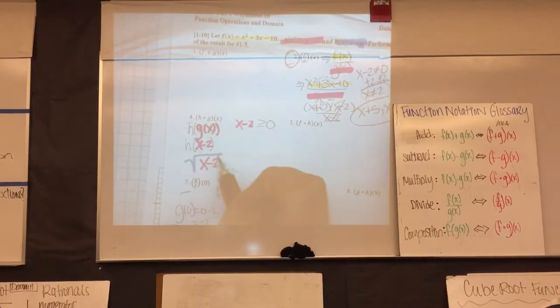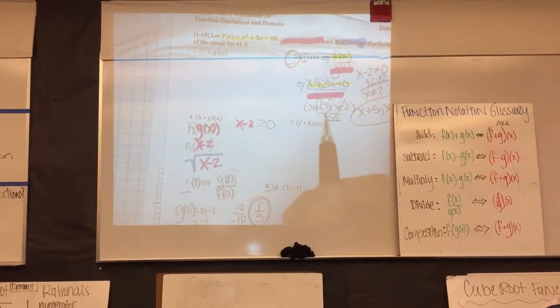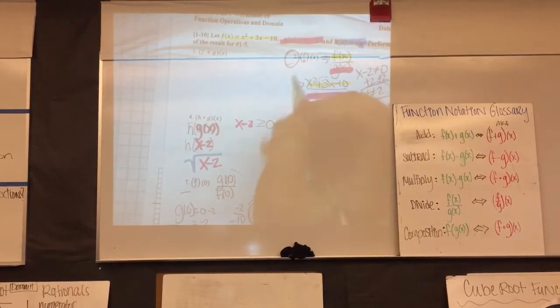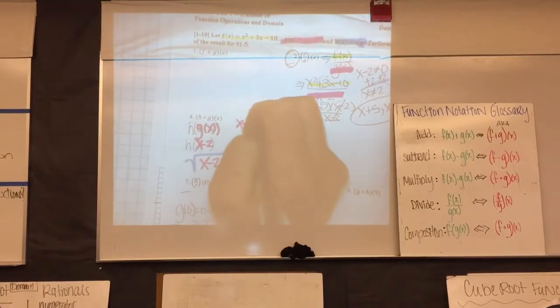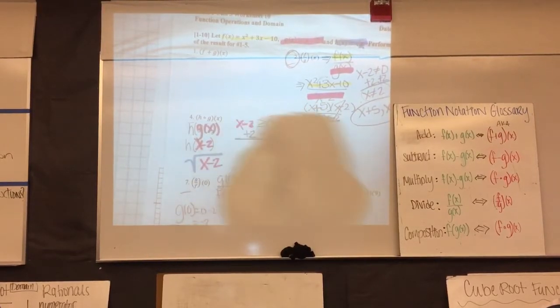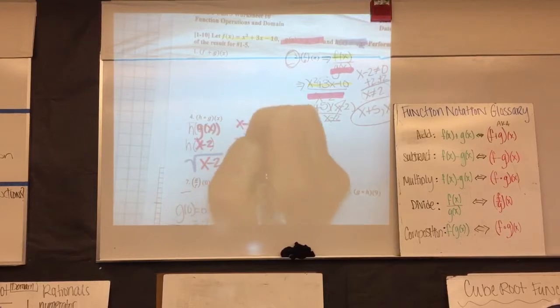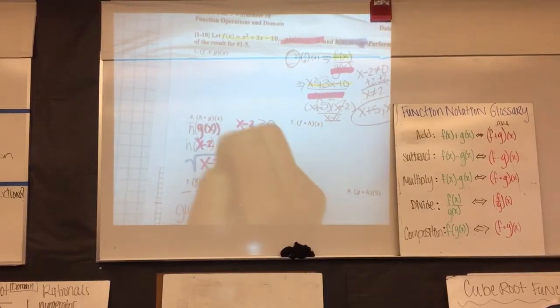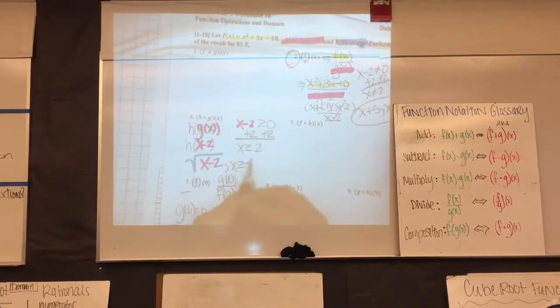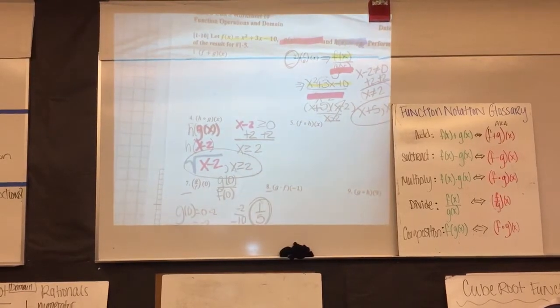Like a number smaller than 0 would be -4. If I square root a -4, I get 2i, which is imaginary. And we only want real numbers. So to solve this inequality, I can add 2 to both sides, and I get x is greater than or equal to 2. And so I'm going to add that down here. And that is my final answer.